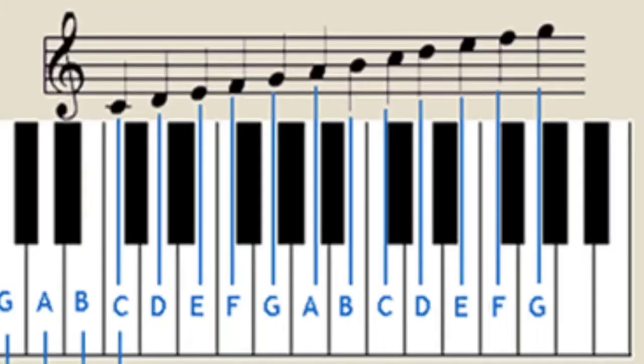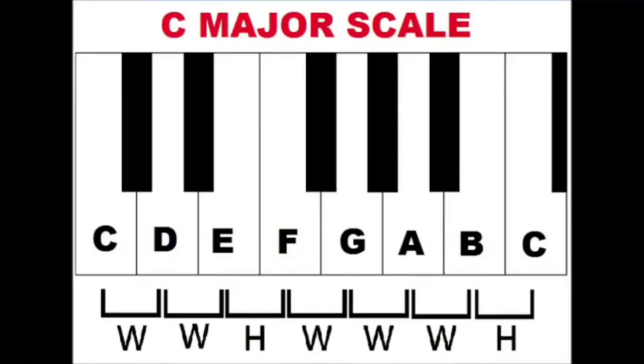Let's take a look at the written C major scale. Well, it has no sharps or flats. It would also be played solely on the white keys of a keyboard, just like this one. Here's an example of a song in a key of C major.